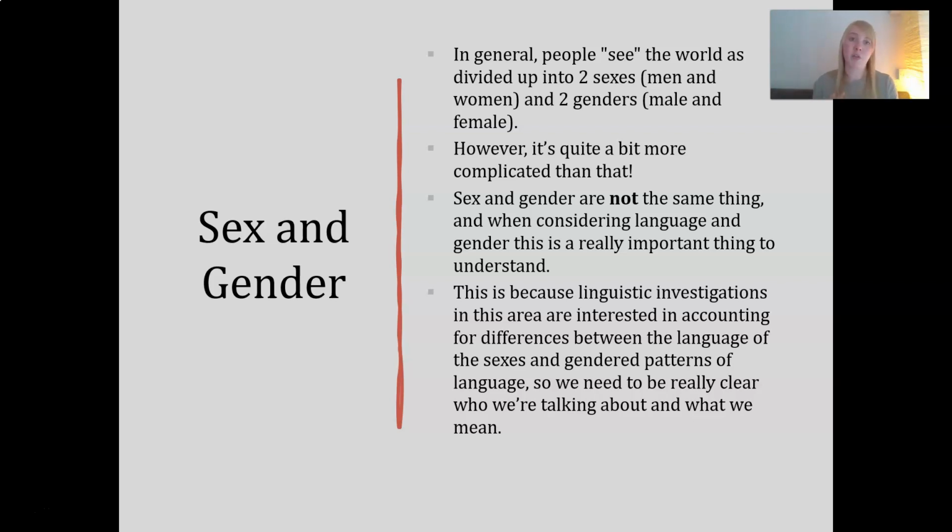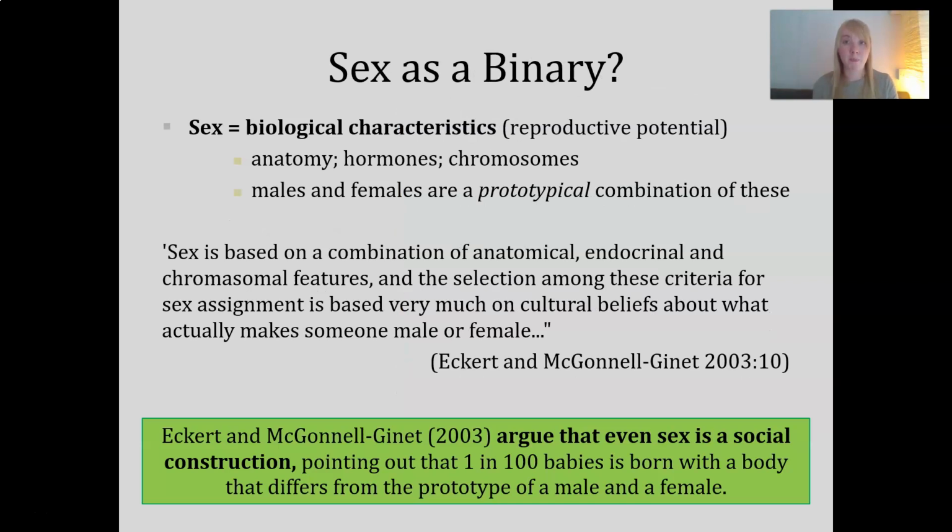So sex and gender are really not the same thing at all. And when considering language and gender, it's therefore really important for us to understand this because it informs the way in which we investigate differences between potential different language patterns that we might observe between the genders. And linguistic investigations in this area are really interested in accounting for those differences of language between the sexes and gendered patterns of language. So we need to be really clear about who we're talking about and what we mean.